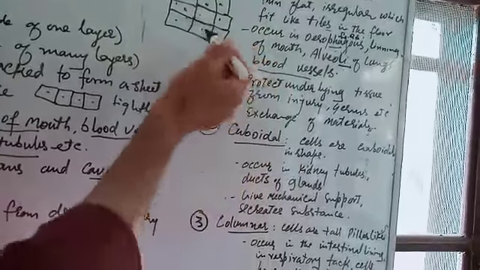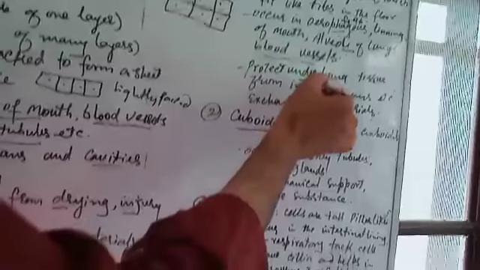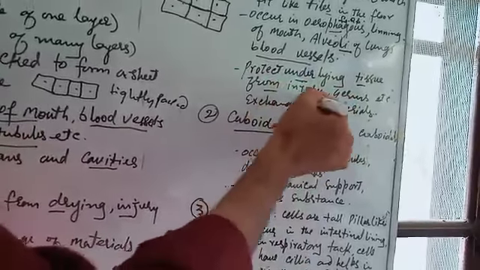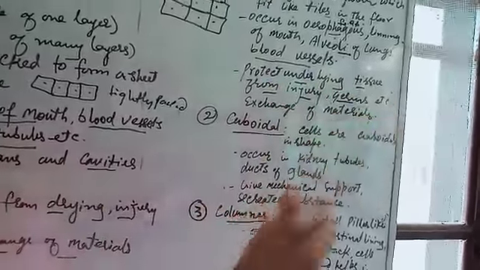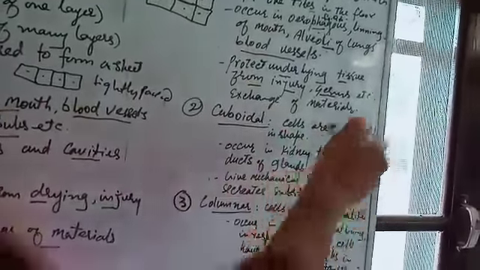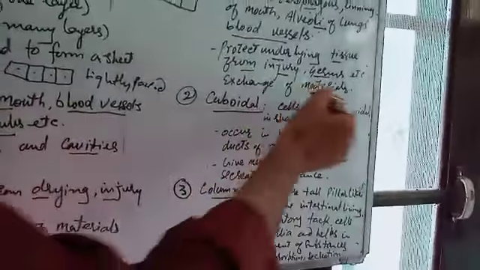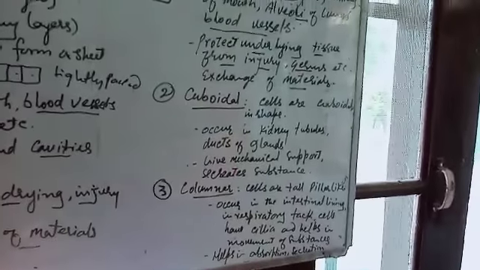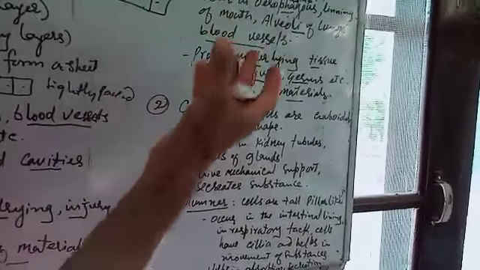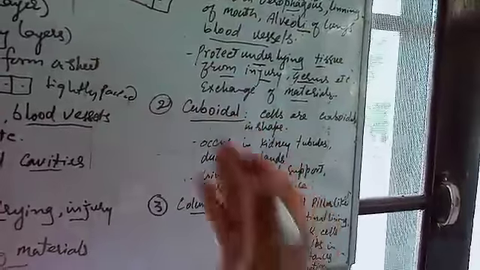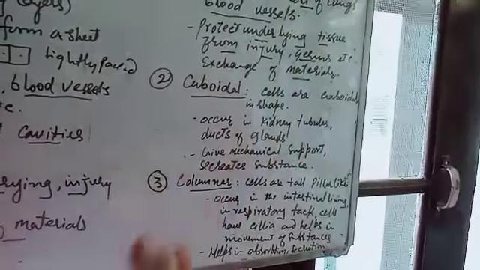What are the functions of the squamous epithelium? It protects underlying tissue from injury and germs. That means it does not allow the germs to enter our body. Exchange of materials, which I already mentioned here. Squamous epithelium is very important for the exchange of materials, food, wastes, carbon dioxide and oxygen.